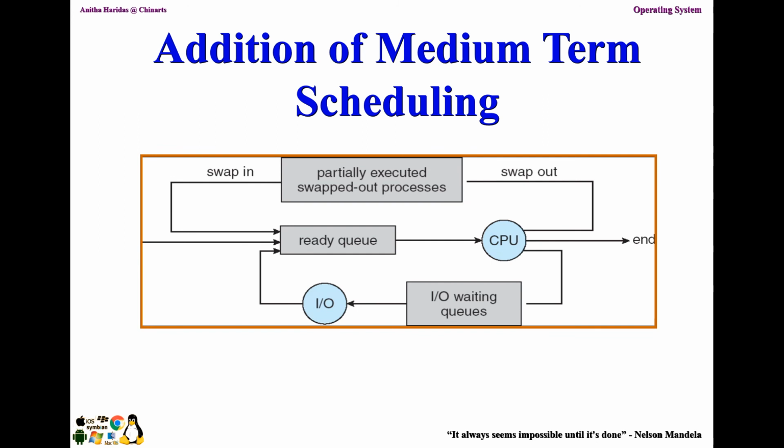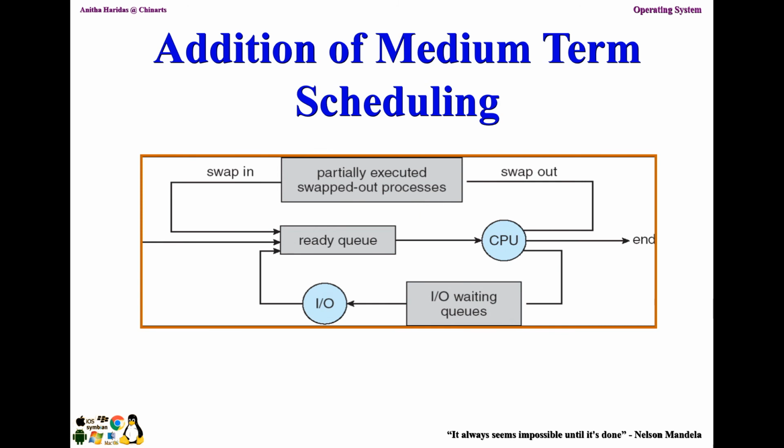Because in a situation like this, we are not sending these 10 processes out. So what we do is, all these 10 processes will be entering into another queue called the medium term scheduler queue, where the process is partially executed and swapped out of the primary memory, right? So this will be managed by the medium term scheduler.